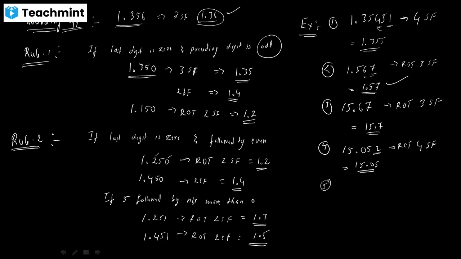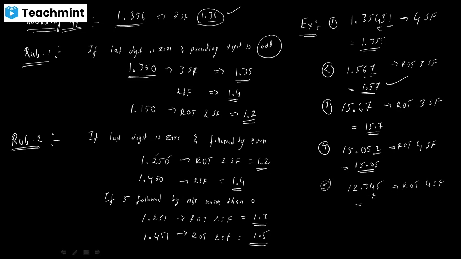Like that, fifth one. One more example. 12.345. Now round off to four significant figures. After 5 no number, it means what is that? There is 0 itself, correct? And 4 is even here. Now tell me what is the answer?